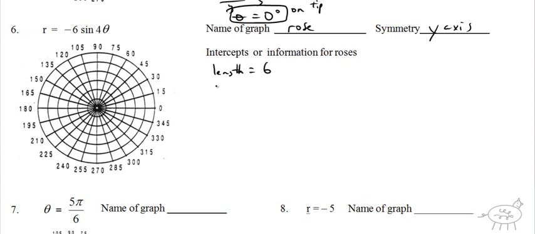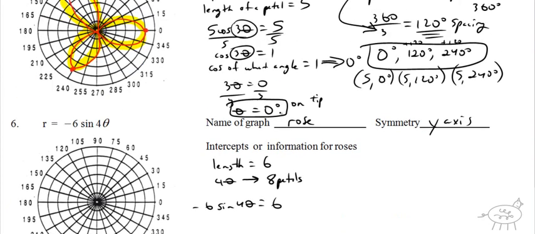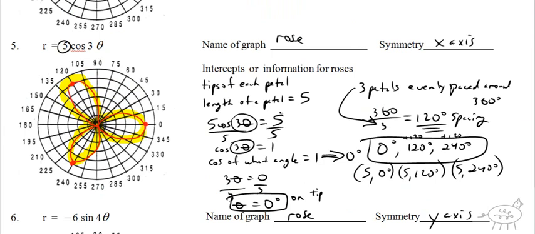And you're going to say it's 4 theta. It's an even number, so I have 8 petals. Okay, so you're going to say -6 sine of 4 theta, and that's equal to the length of the petal, because you want to find out where that maximum length is. So that's what you set it equal to, 6, just like the one above here, where I set it equal to 5, right here.